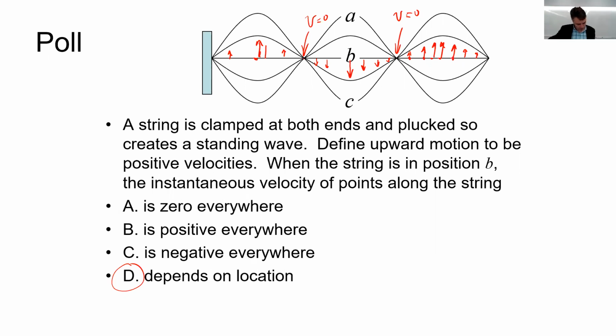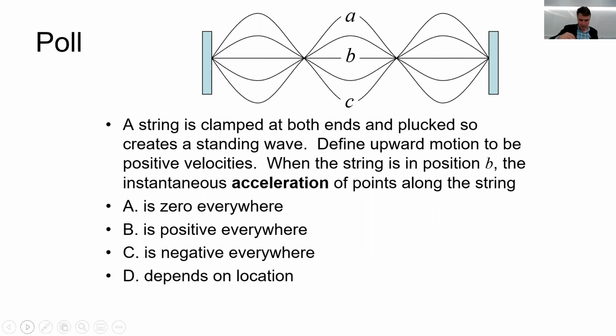Okay. And then maybe one last question. This is asking about acceleration. Again, let's read it carefully. A string is clamped at both ends, plucked so it creates a standing wave. Again, m equals 3. Define upward motion with positive velocities. When the string is in position B, along the center there, what is the instantaneous acceleration of points along the string? Is it A, 0 everywhere, B, positive everywhere, C, negative everywhere, or D, depends on location?